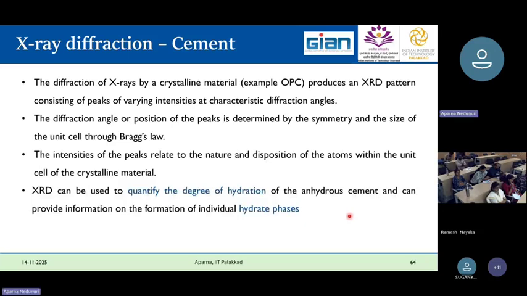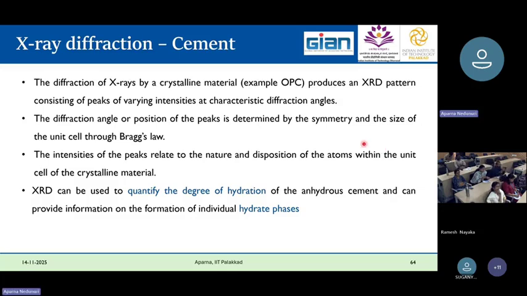If we say, where do we use XRD in cement analysis? Cement is also a crystalline material, and it can produce an XRD pattern. The diffraction angle and the position of the peaks is determined both by symmetry and the size of the unit cell. The intensity is related to the nature of the material, the position of various atoms within the material, and the composition.